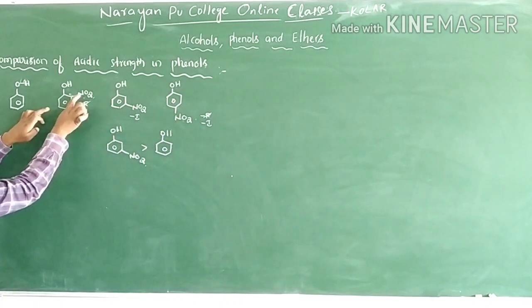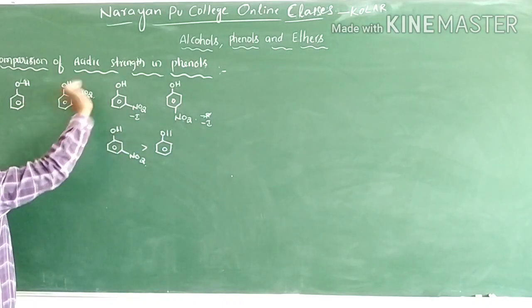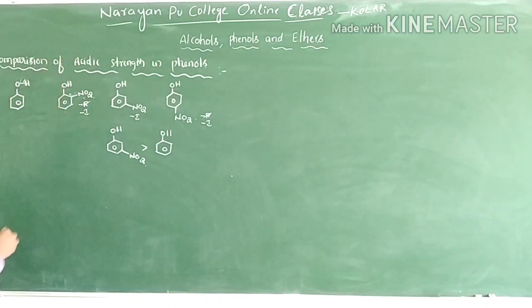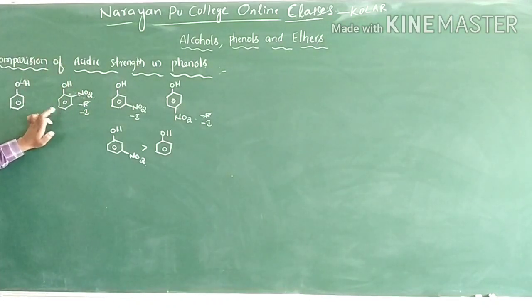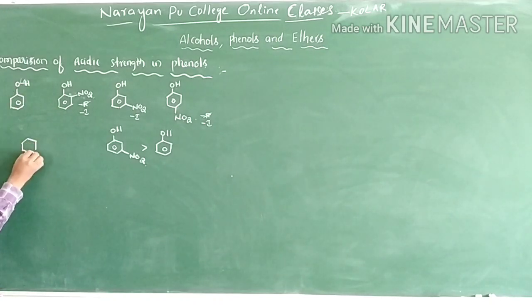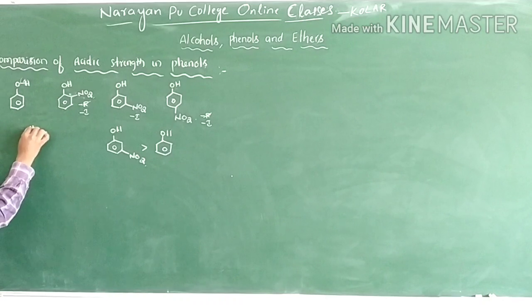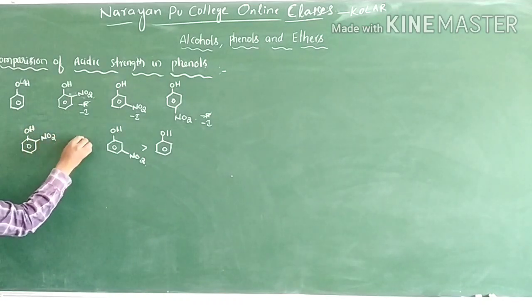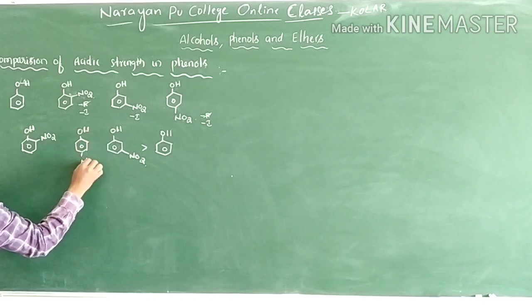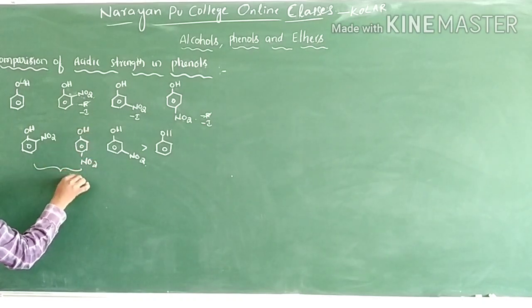So here distance is less, so here the minus I effect, the withdrawing effect, is more. Withdrawing effect is more means acidic nature will be high. So which one should have the more acidic character? This one, and here we have to write OH, NO2. And the next one you have to write here OH and NO2. But these are wrong.